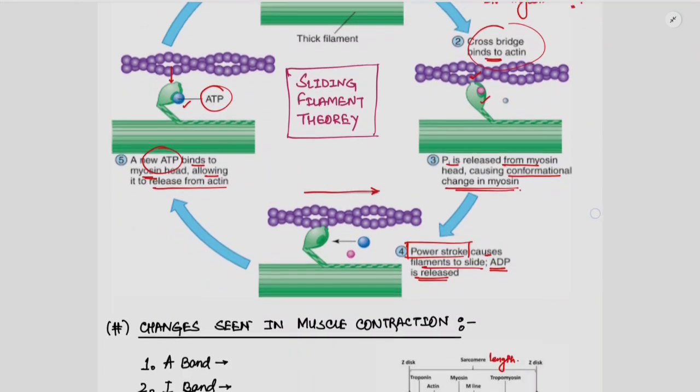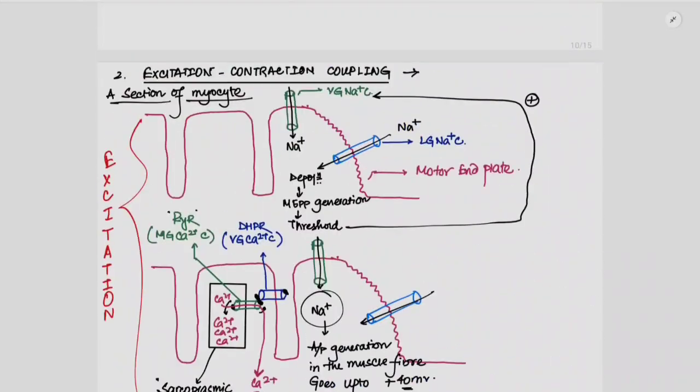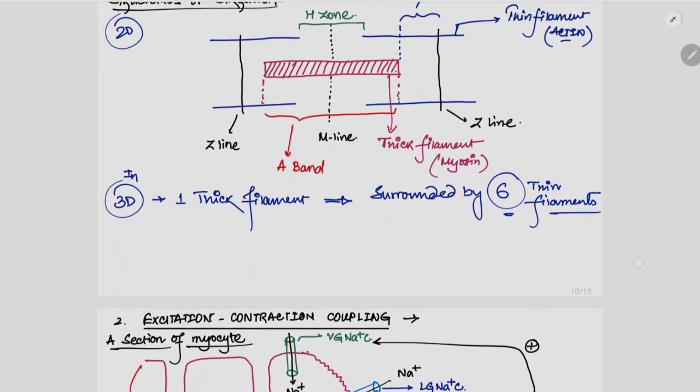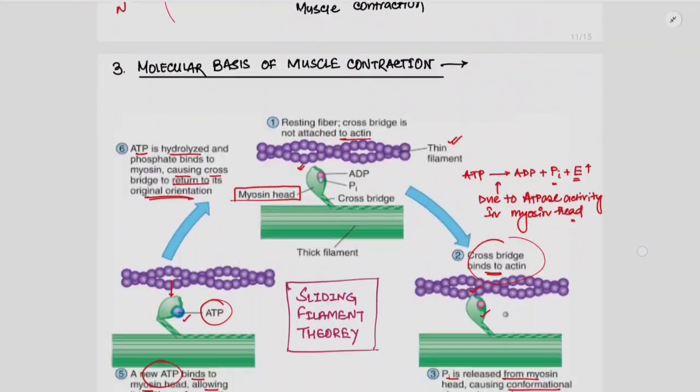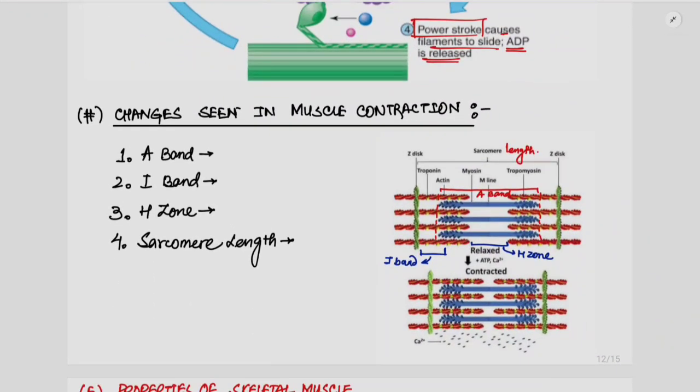Now let's see the changes in muscle contraction. We discussed over here some lengths, some zones and bands of the sarcomere. So here we see some zones, the H zone, then some bands, A band, I band, M line, Z line, which we are going to discuss: what changes occur in these bands and zones or lines in this segment. So firstly, A band. A band is the effective length of the myosin filament. So A band after muscle contraction remains the same.